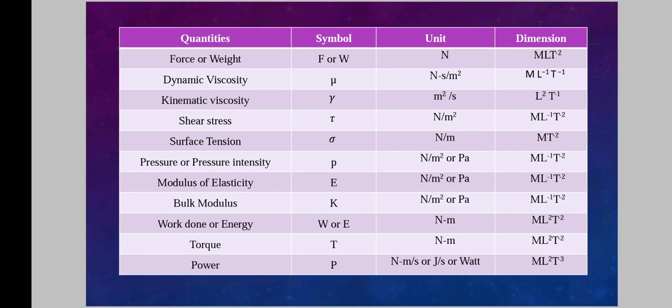Similarly, force, dynamic viscosity, kinematic viscosity, shear stress, surface tension, pressure, modulus of elasticity, bulk modulus, work done, torque, power. For these quantities also the symbol, unit and dimension are given. Let me take the bulk modulus. The symbol is K and the unit is Newton per meter squared or Pascal and the dimension is M L power minus 1 T power minus 2, otherwise M divided by L divided by T squared. So this will be much helpful while solving a dimensional problem.